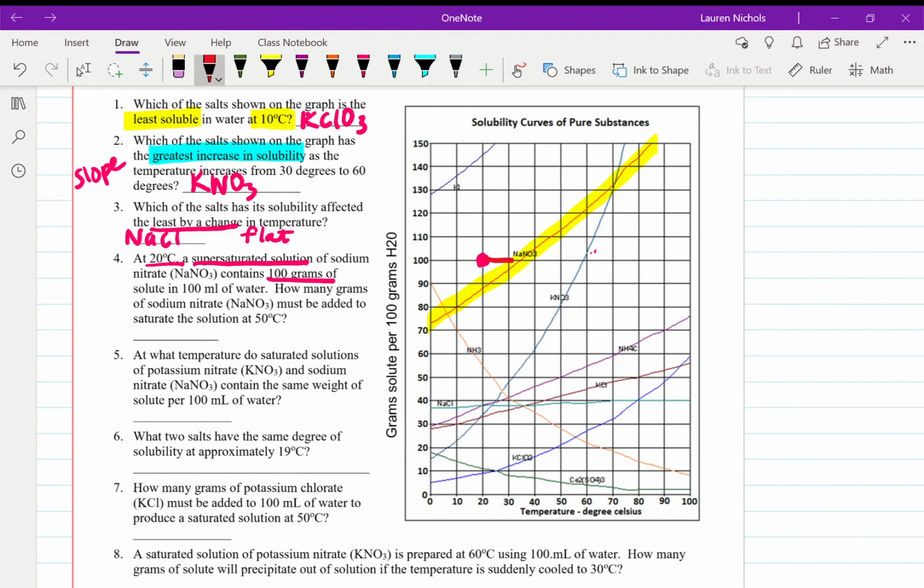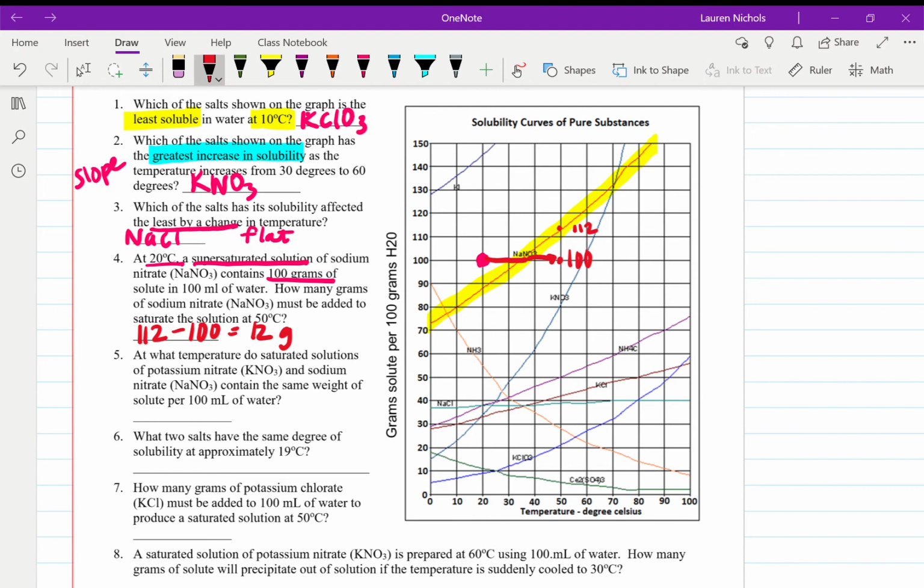So if we move our point to where it is at 50 degrees, it's now unsaturated because it's below the amount that's able to dissolve. Now this is at about maybe 112, so if we're at 100, then our answer would be 112 minus 100 equals 12 grams that are able to be dissolved in order to actually create a saturated solution at 50 degrees.